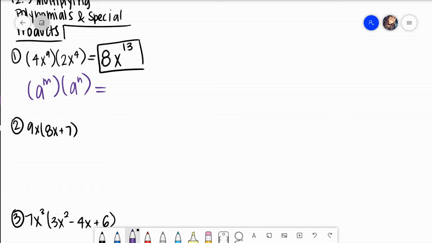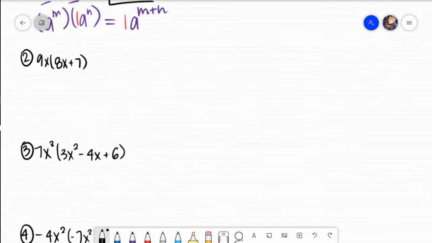So what we did was keep our variable and add our exponents. The only difference in this example was that I had coefficients. Here also, you could say that we've got that invisible one. One times one was one. If it was one times two, we'd get two. Four times two, we got eight. Keep your variable, add your exponents. We've done that.